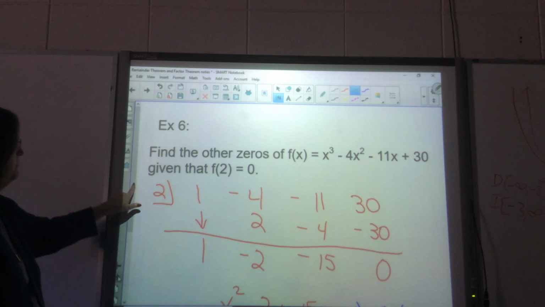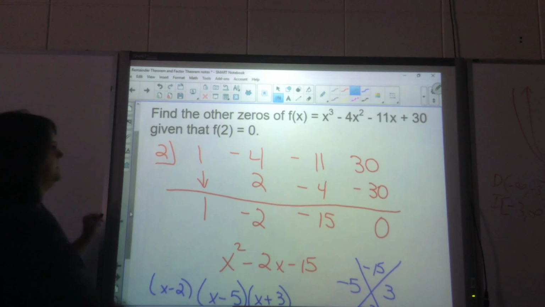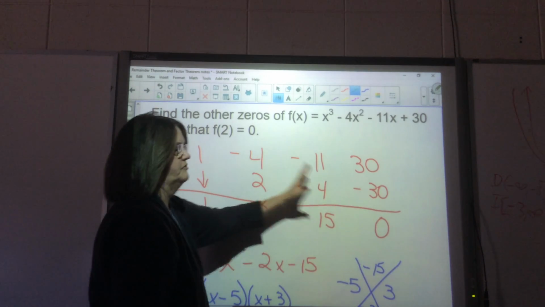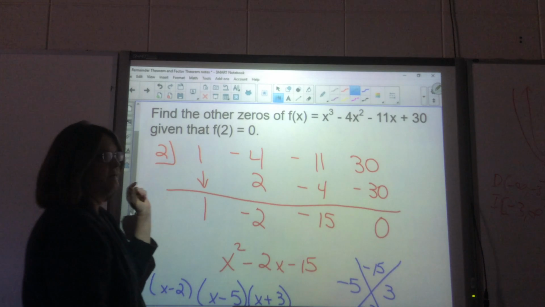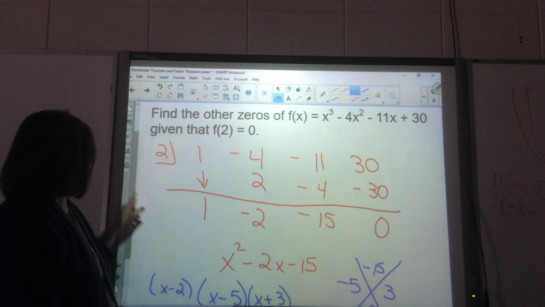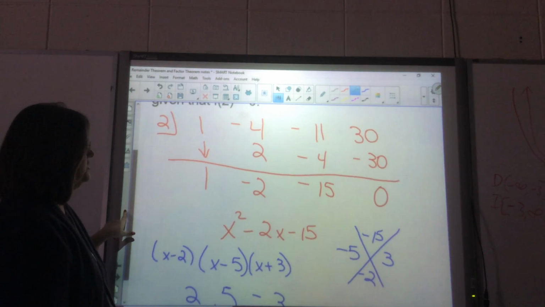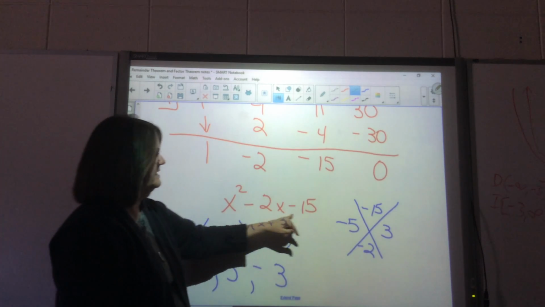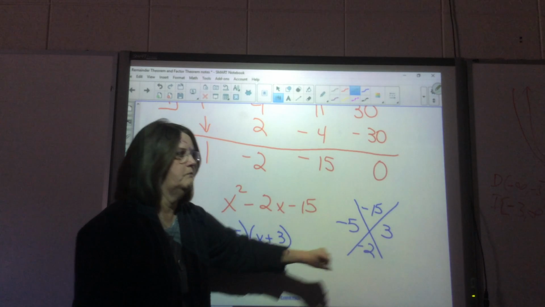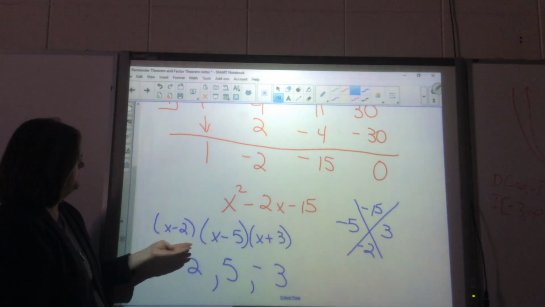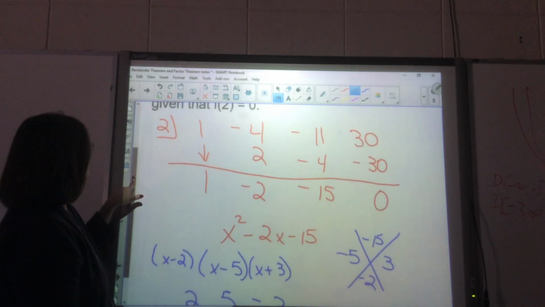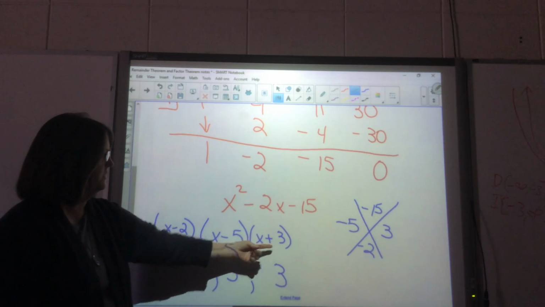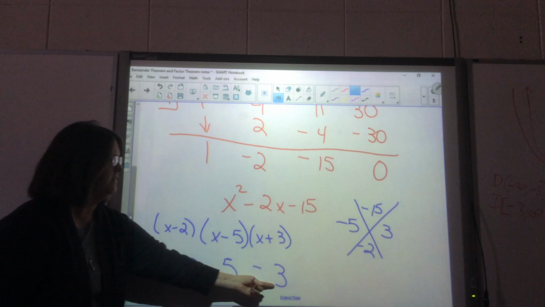Here's another example doing the same thing. Remember, if it says zeros, you put the 2 in the corner, and you do your synthetic division. I'm trying not to make my video too long. All right, then I have, and I'll let you see it for a minute. Then I have x squared minus 2x minus 15. Here are the factors that we get. All right, now we had x minus 2. Now I've got x minus 5 and x plus 3, and my zeros are 2, 5, and negative 3.